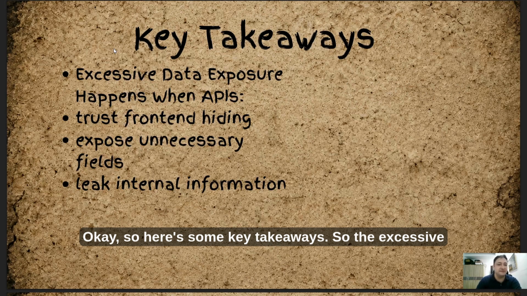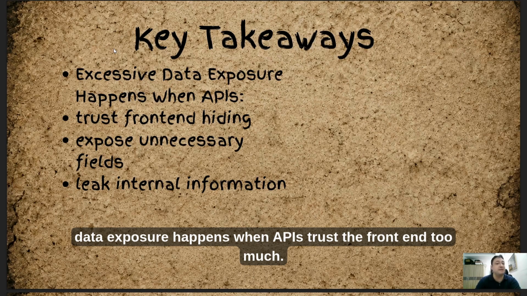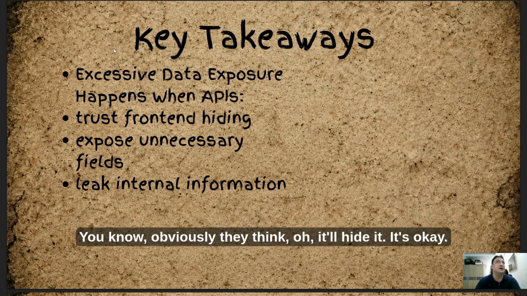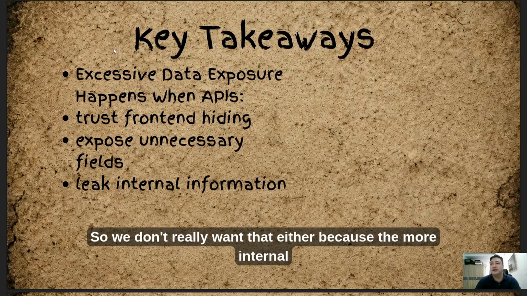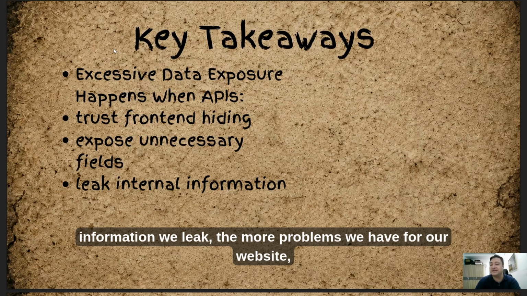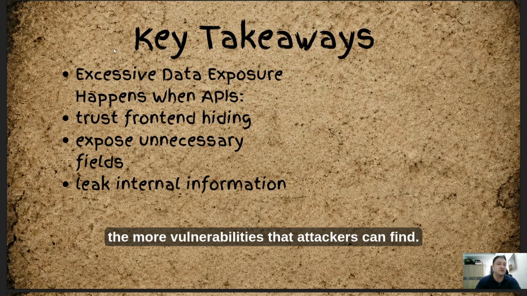Okay, so here's some key takeaways. Excessive data exposure happens when APIs trust the front end too much. Obviously they think, oh, it'll hide it, it's okay. They expose unnecessary fields, and of course they leak internal information. So we don't really want that either, because the more internal information we leak, the more problems we have for our website, the more vulnerabilities that attackers can find.